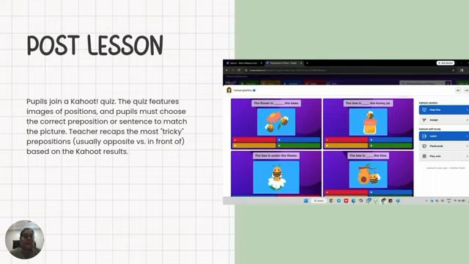The last one, for the post lesson, pupils join a Kahoot quiz. The quiz features images of positions and pupils must choose the correct prepositional sentence to match the picture. Teacher recaps the most tricky prepositions, using opposite versus in front of, based on the Kahoot result. The example is given here.